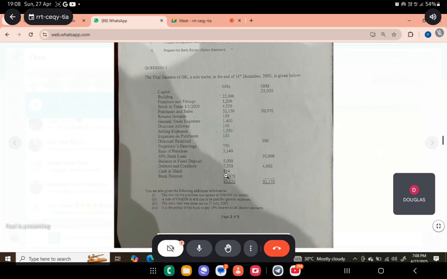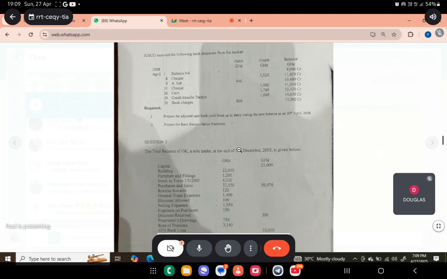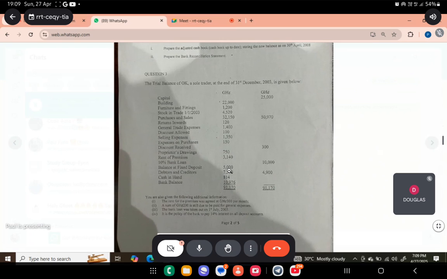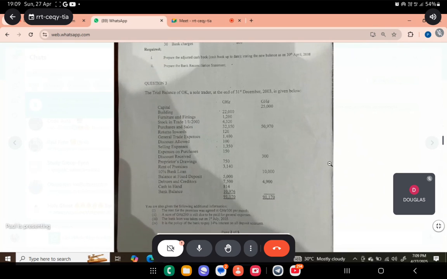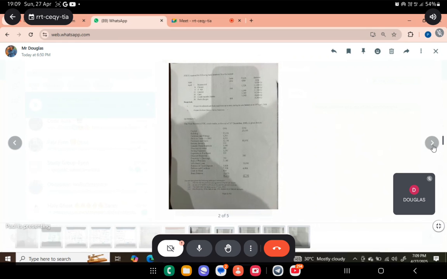Now, the fourth one says that it is the policy of the bank to pay 14% interest on all deposit accounts. So, let me see. Were there any bank deposits? Okay. So, let's go to the next additional information. We'll treat that one too.